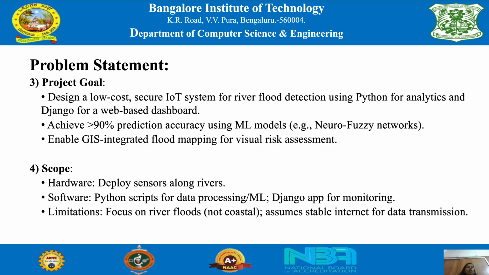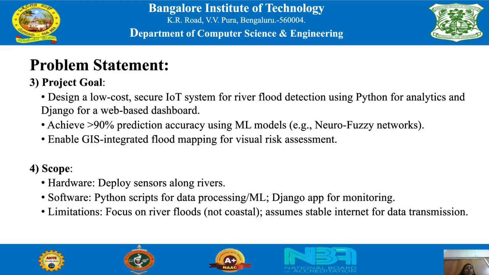So, our project goal is to design a low-cost, secure IoT system for river flood detection using Python for analytics and Django for web-based dashboards, to achieve higher than 90% prediction accuracy using ML models such as neuro-fuzzy networks, enabling GIS-integrated flood mapping for visual risk assessment.